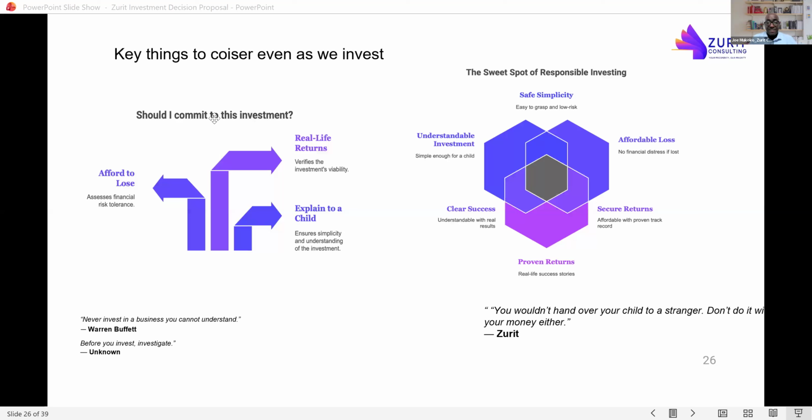Then go back to history. I know we don't live in the past, but there's a lot of knowledge picked up from history. What are the success stories based on investment? What happened? What did they do? How did they make their money? How did they secure their return?